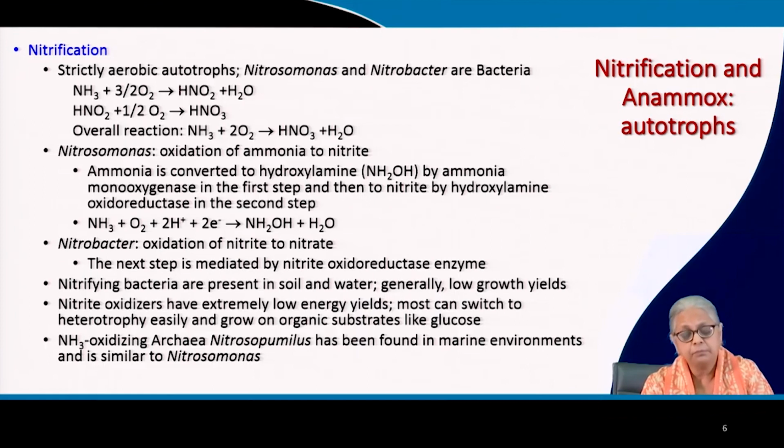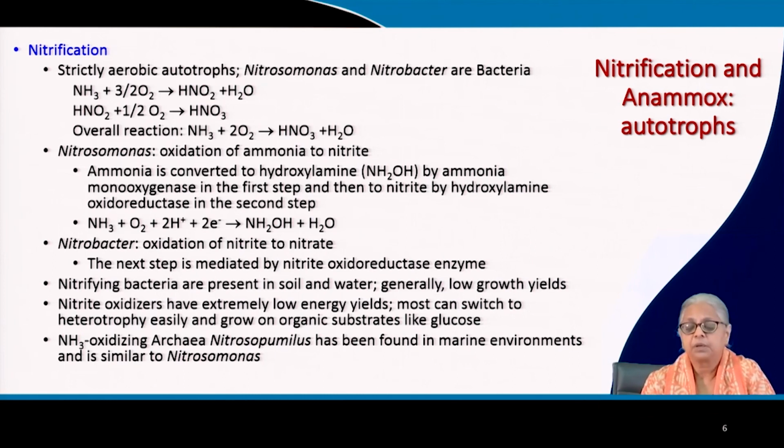These nitrifying bacteria are present in soil, in water, and several other environments. They generally have very low growth yields, which is typical of autotrophic bacteria, because autotrophic bacteria do not rely on organic carbon. They are relying on CO2 as their carbon source. So generally their growth yields are very low. And because of that, their energy yields, as usual, I've shown you a correlation between energy and biomass. So that is typical. Now, in many cases, it has been observed that these autotrophic bacteria can switch to heterotrophy if organic substrates like glucose are available. That's one point that has been mentioned in the textbook.